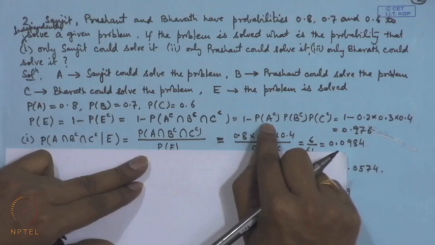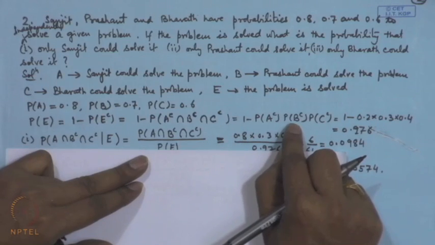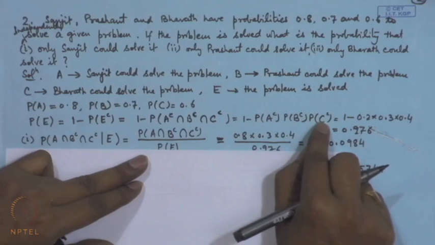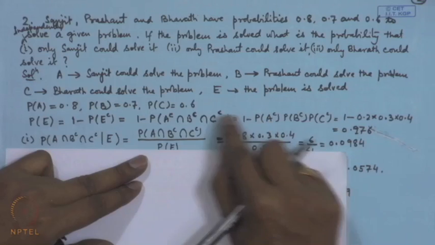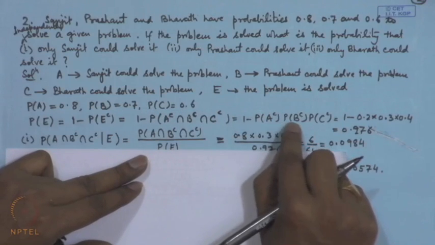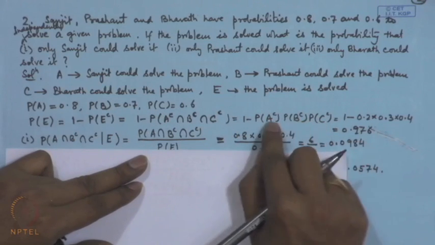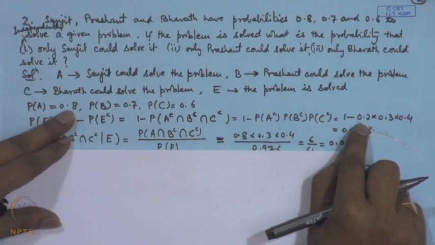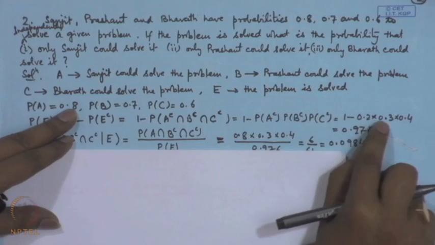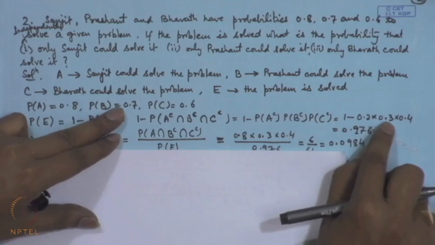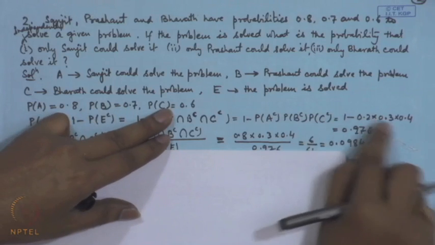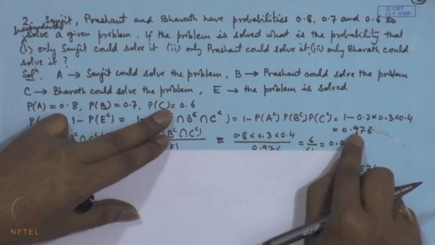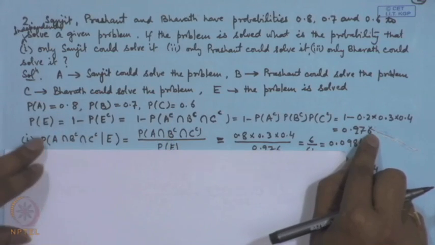So, it is 1 minus probability of A complement into probability of B complement into probability of C complement. Now, once again probability of A, B, C is given to us. So, probability of complements can be easily calculated by taking 1 minus. So, probability of A complement will become 1 minus 0.8, that is 0.2. Probability of B complement becomes 1 minus 0.7, that is 0.3. Probability of C complement becomes 1 minus 0.6, that is 0.4. So, after simplification this becomes simply 0.976, that is the probability of E.